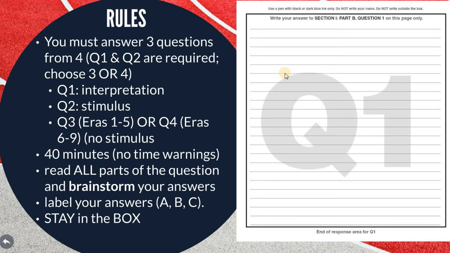Finally, most important rules. Please read all parts of the question and brainstorm your answers for A, for B, and for C, because as you saw in the examples, they are linked. And finally, stay in the box. So when you handwrite them, you most likely have a very similar sheet like this. You must contain your answers within that.